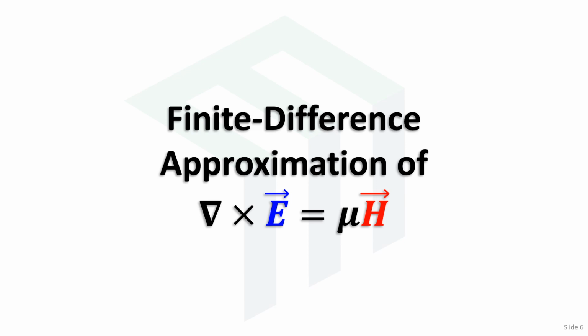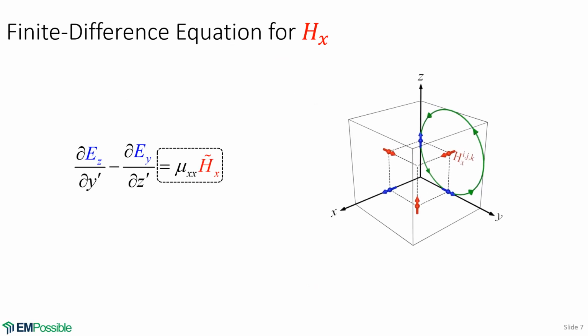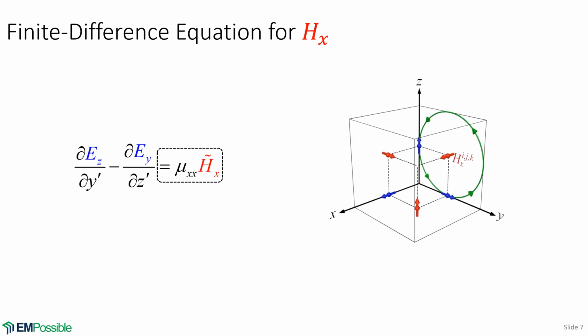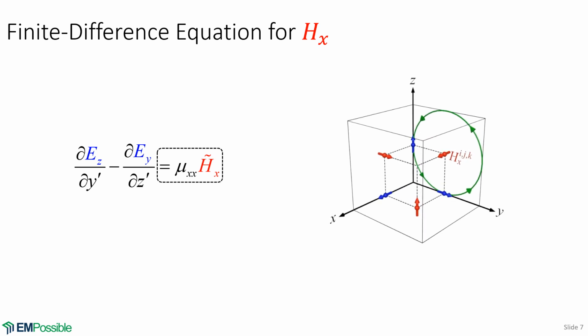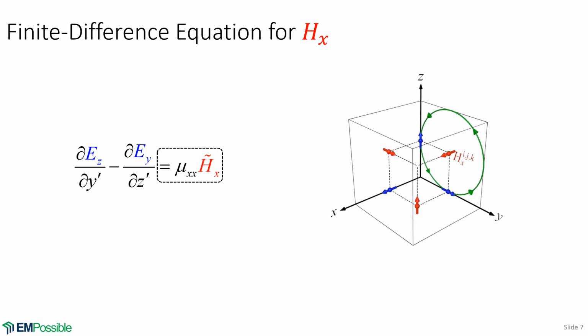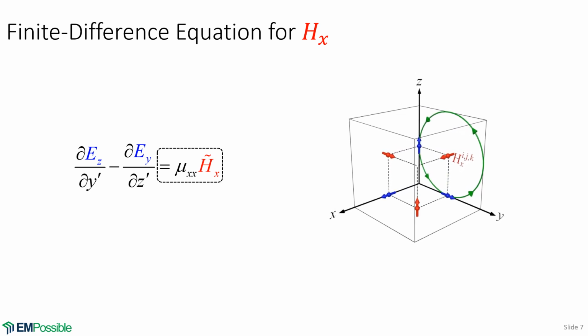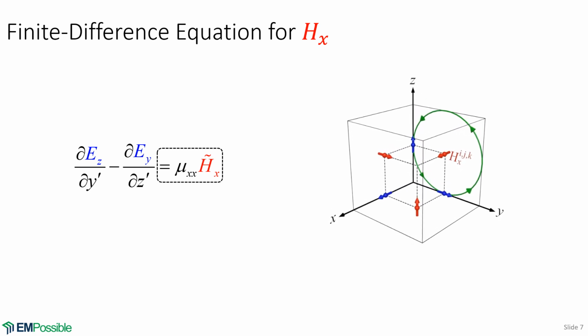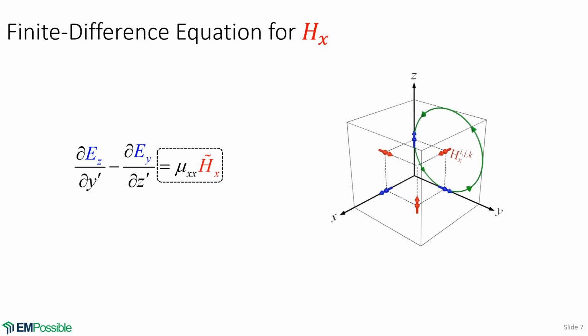Finite difference approximation of the curl of E equals mu H. Well, here's our first equation. We're going to call this the equation for Hx. And yes, this equation has nothing more to do with Hx than any of the other terms in this equation, but it will be very convenient to think that way.